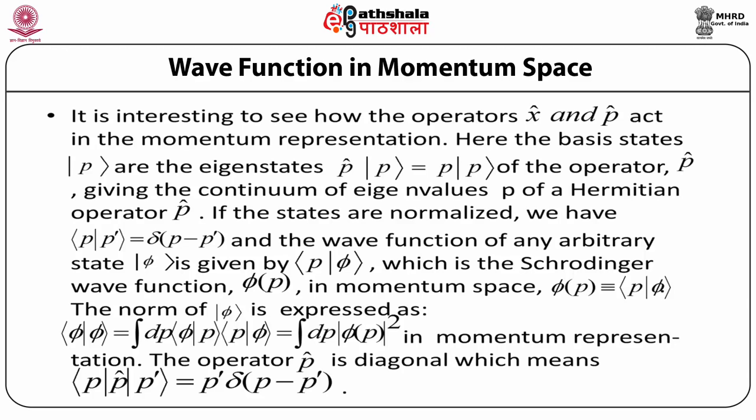The operator p is diagonal, which means that <p|p|p'> = p' δ(p − p'). That is, all the matrix elements of the matrix corresponding to the operator p have all off-diagonal elements going to 0, and the only values that the operator p will have in terms of the eigenvalues are on the diagonal elements only.